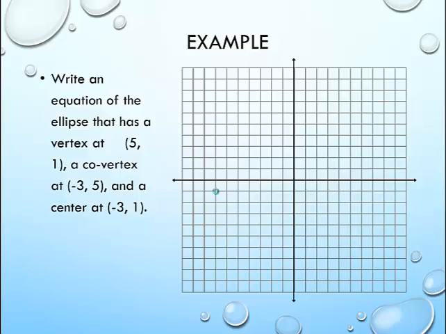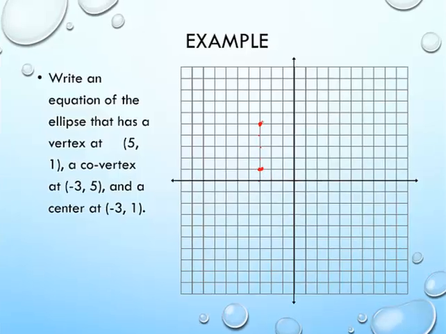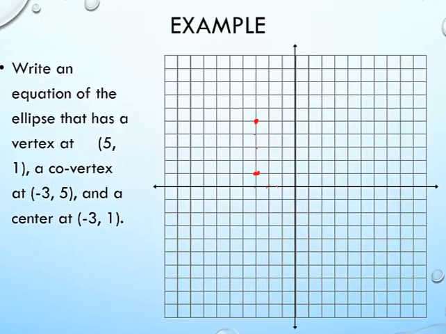Last example. Write an equation of the ellipse that has a vertex at (5, 1), a covertex at (-3, 5), and a center at (-3, 1). This one's a bit more difficult. That's why we have a graph. Let's go ahead and graph this. So our center at (-3, 1), a covertex at (-3, 5), and a vertex at (5, 1).